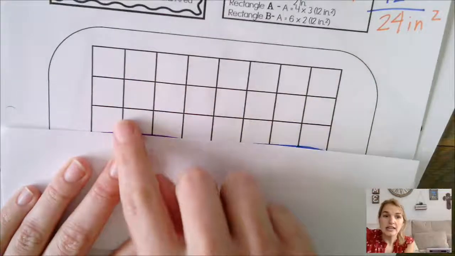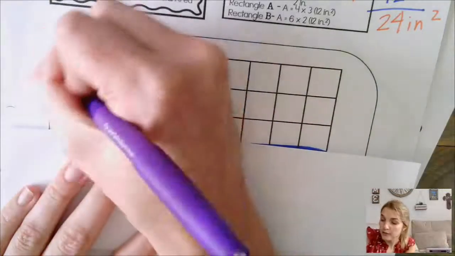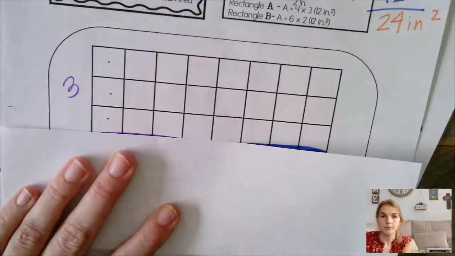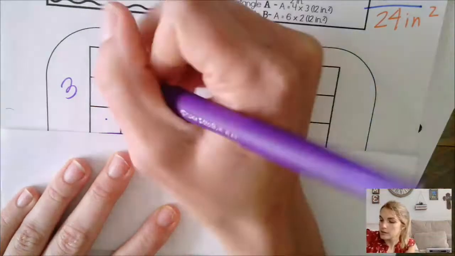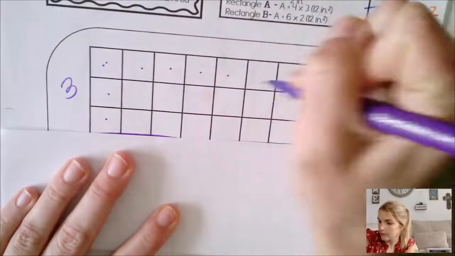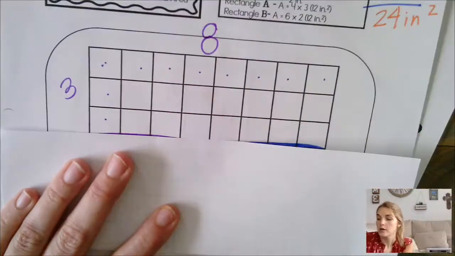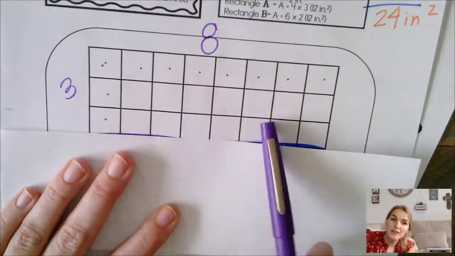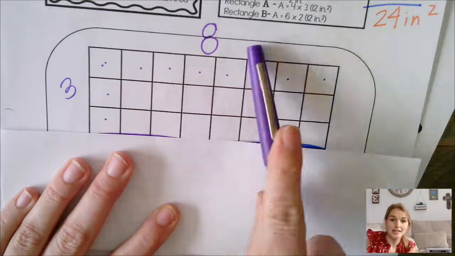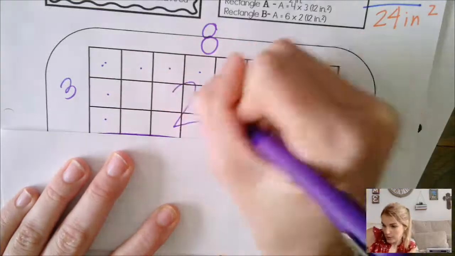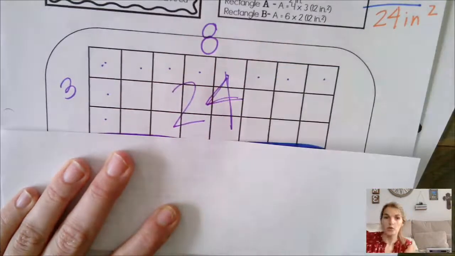So we see here that the width is 3. 1, 2, 3. And let's see how long it is. 1, 2, 3, 4, 5, 6, 7, 8. The length is 8. So instead of counting each of these, we can just say 3 times 8 is 24 units.